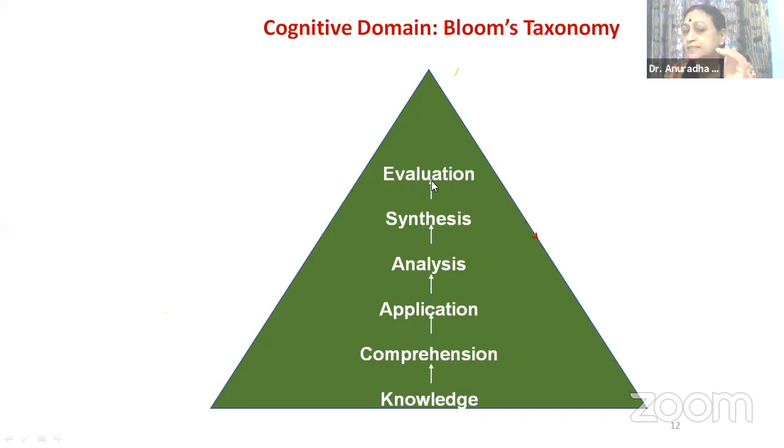So evaluation is the highest mental ability. There are differences. There are some theorists who say that synthesis is a higher ability than evaluation. Evaluation is probably not the highest, but by and large, this is the accepted kind of taxonomy. This taxonomy shows you a kind of a lower to higher level progression. And knowledge and comprehension are considered to be the lower level mental abilities, whereas application, analysis, synthesis, and evaluation are the higher cognitive abilities.